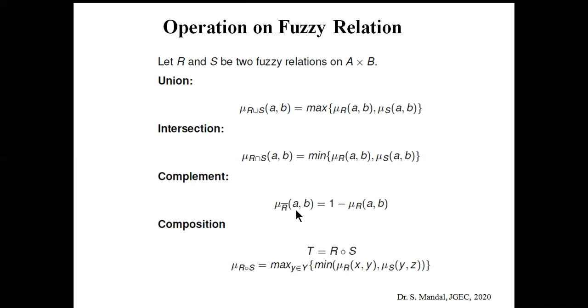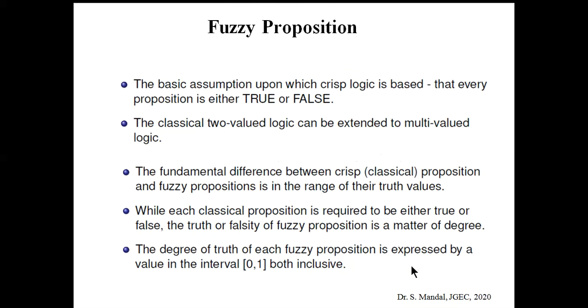Now complement: if we take the difference from one, that gives the complement of the corresponding relationship. And composition can be given by R dot S. It is given in this way: max over y belonging to Y, of the minimum of mu R (x, y) and mu S (y, z). And all these operations can be easily implemented for any fuzzy logic operation or fuzzy logic example.